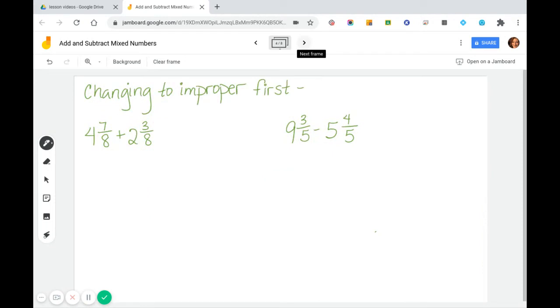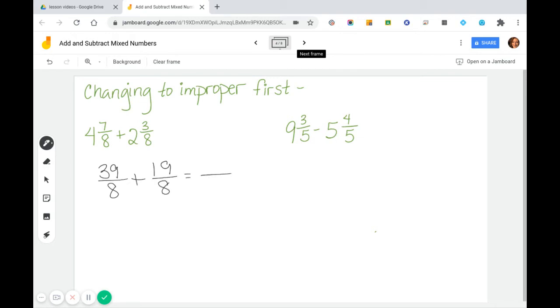I'm going to do the same problems, but I'm going to make them improper first. So on this one, I'm going to take 8 times 4 is 32. 32 plus 7 is 39. So I did that C method that we talked about on the first page of this video. So 39, keep the bottom on the bottom, plus 8 times 2 is 16. 16 plus 3 is 19. Keep the bottom on the bottom.